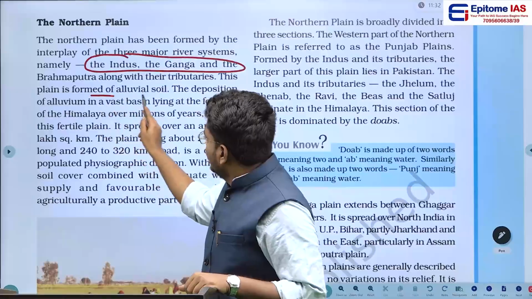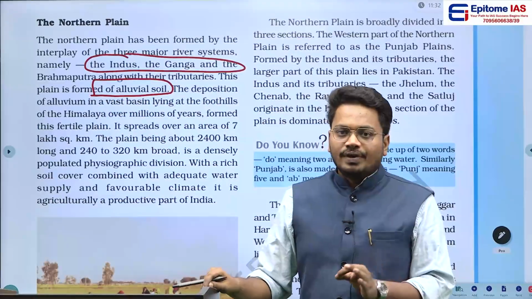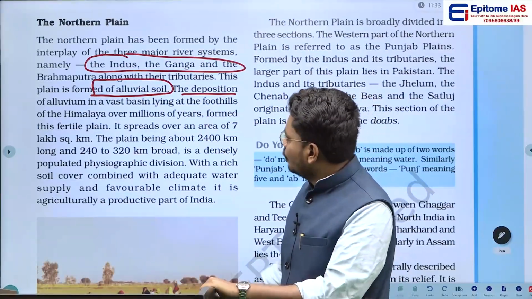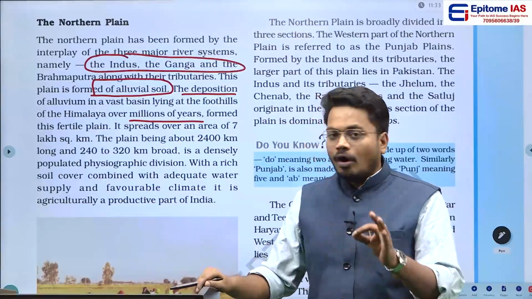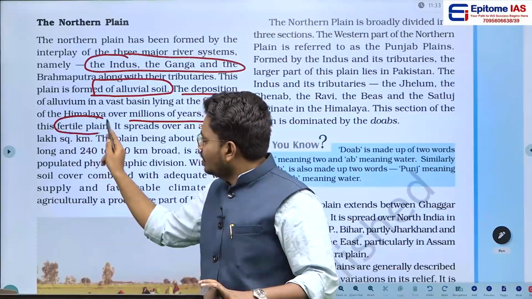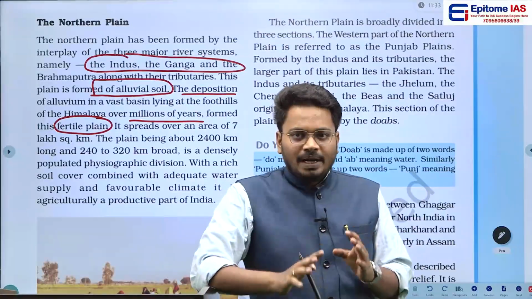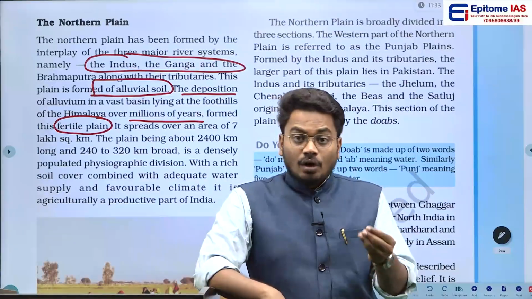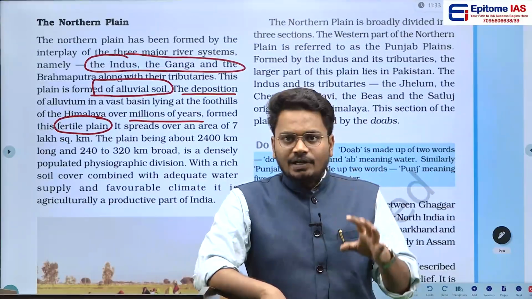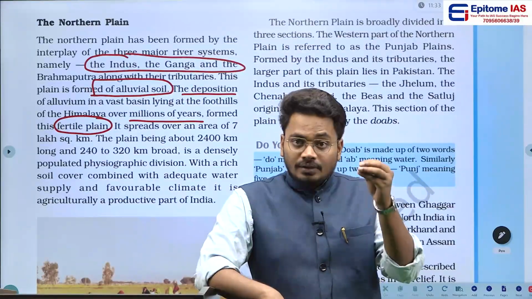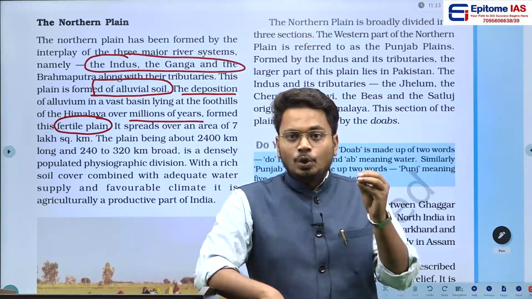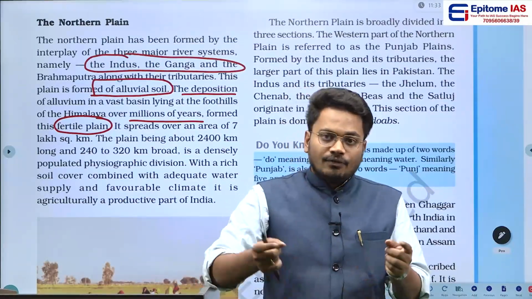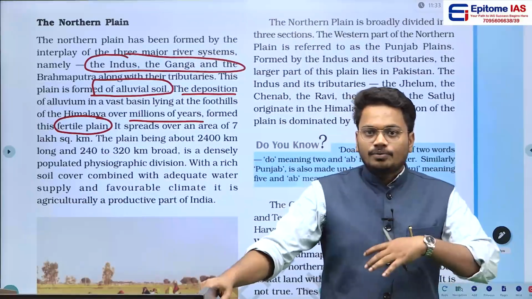As I told you earlier, these plains are very rich in alluvial soil, and the point here is that the deposition of alluvium in the vast basin lying at the foothills of the Himalayas over millions of years formed these fertile plains. So what does it mean? If you see any landform, not only plains, but mountains or plateaus, any landform takes a very huge amount of time to form. In one day or two days, these landforms won't form.